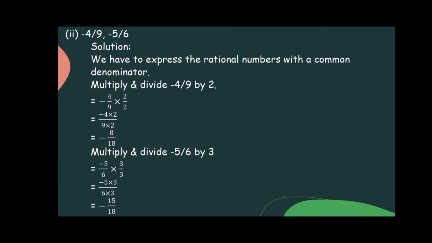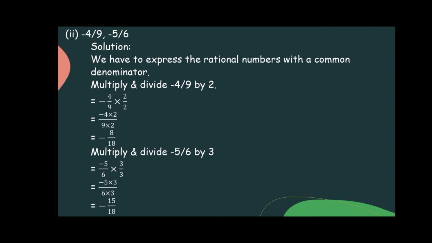Now part 2 is minus 4 by 9 and minus 5 by 6. Again in this part, out of these two fractions we have to determine which the greater one is. So first we have to express the rational numbers with a common denominator. Right now they both have different denominators. The first fraction has 9 as a denominator and the second fraction has 6 as a denominator.